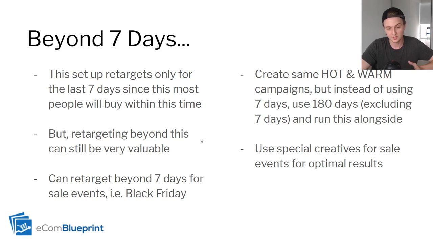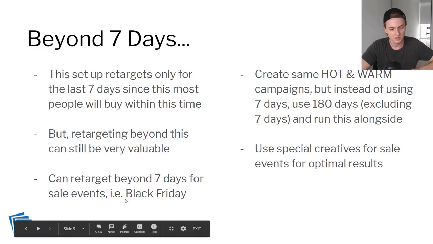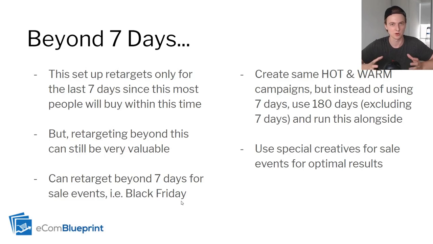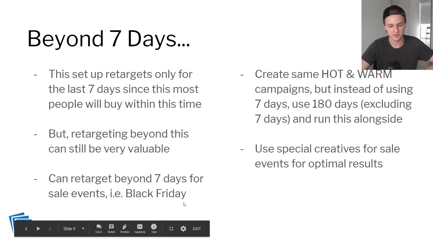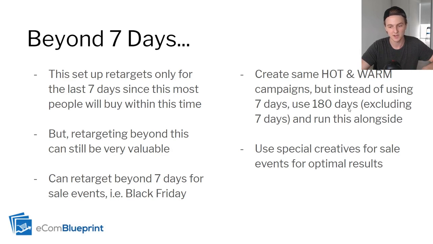But retargeting beyond this can still be very, very valuable, especially for sale events. So for example, if it's Black Friday and you've been running ads for a while on a brand and you have these really, really large warm audiences from the past 180 days, you can use these, right? Because you're not using them at all most of the time. You're only targeting 7 days. And so what you can do is you can create the same hot and warm retargeting campaigns, but instead of using 7 days, use 180 days and exclude all the last 7 days, right? And so you'd be retargeting people from the 7 to 180 days.